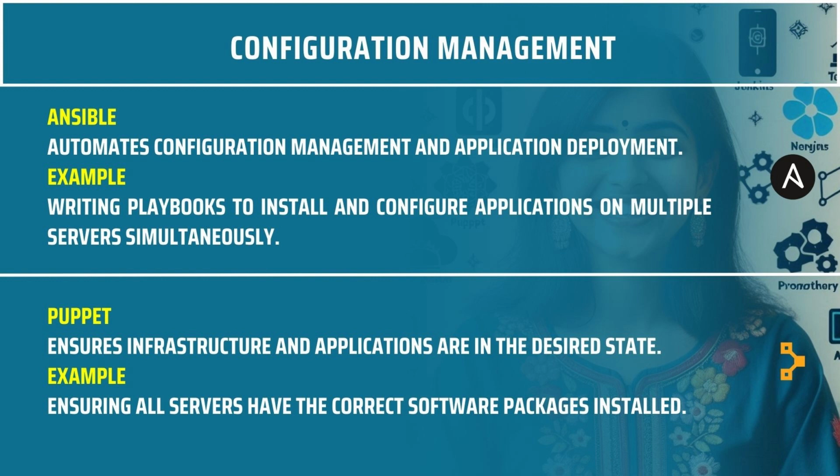And Puppet is another configuration management tool similar to Ansible but with a different approach. It uses a declarative language to define the state of our infrastructure and application. For example, we can use Puppet to ensure all our servers have the correct version of software package installed, and if not, Puppet will automatically update them.